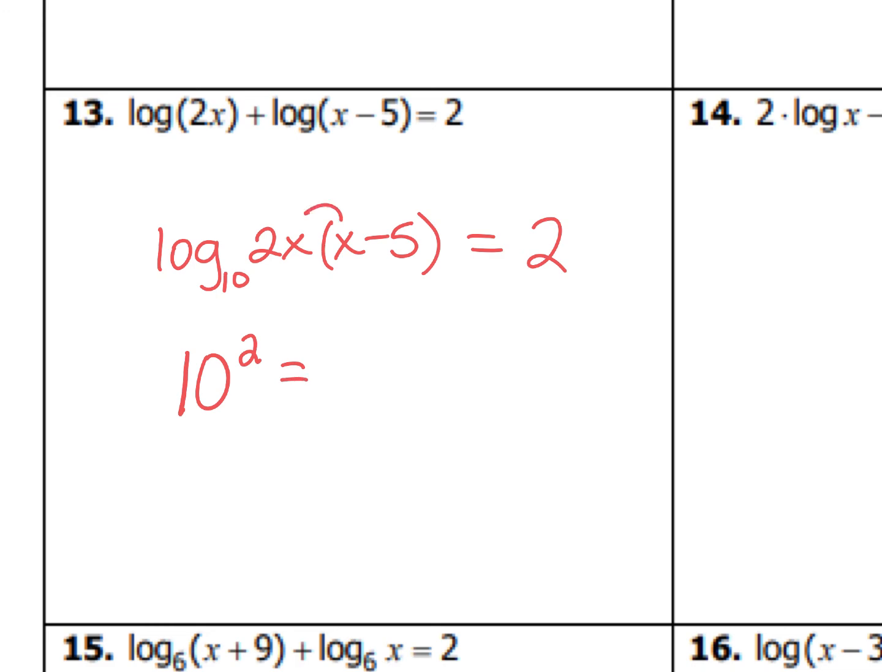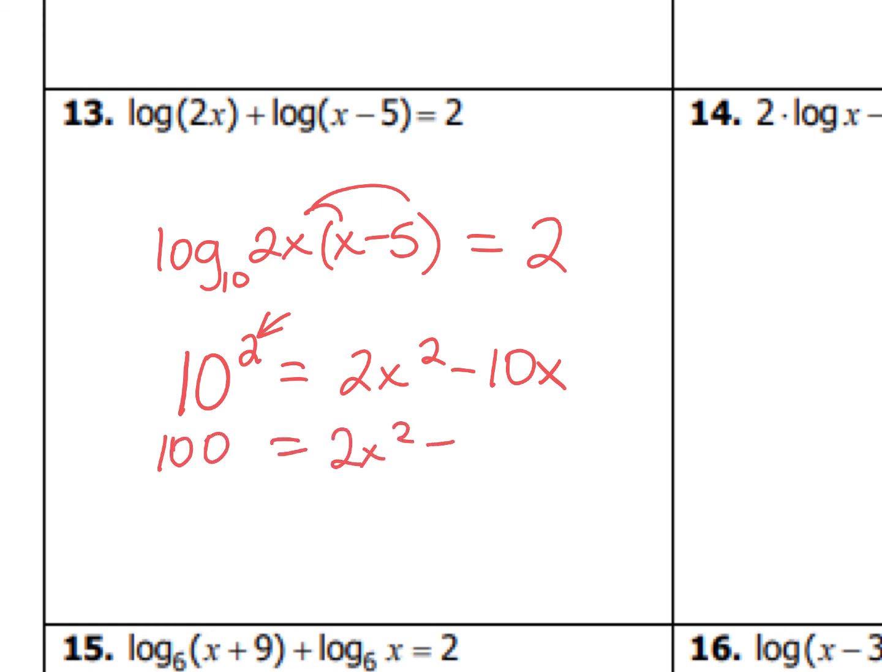So you could go ahead and distribute it now if you want to. Equals 2x squared minus 10x, right? See what I'm doing? Wait, what happened to 2? It's the power. So whatever's on the other side of the equal sign, that's your exponent. Yep. Okay. So what is 10 squared? 100 equals 2x squared minus 10x.